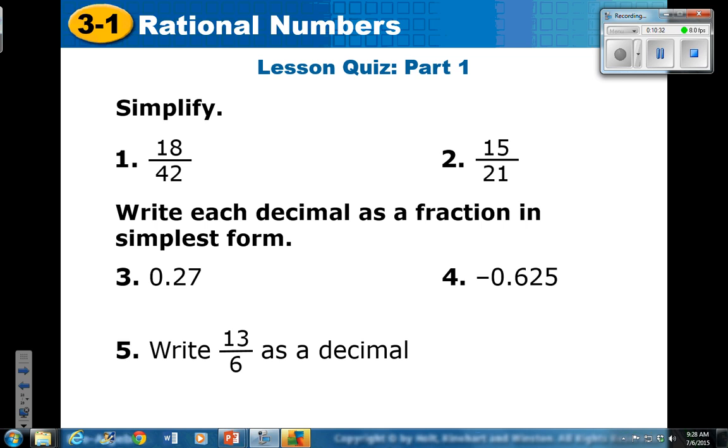Here are some problems for you to try on your own. Go ahead and pause the video and then come back to check.